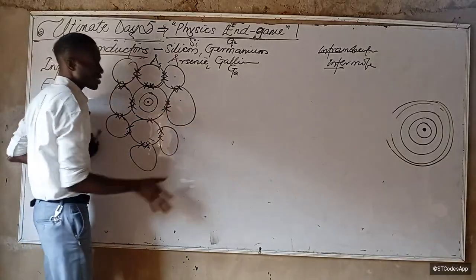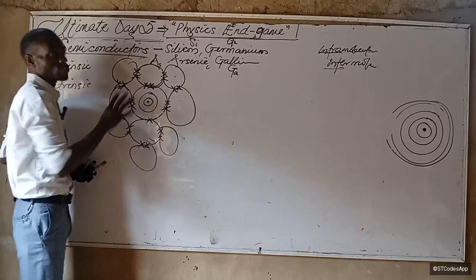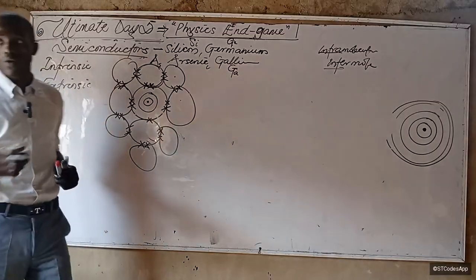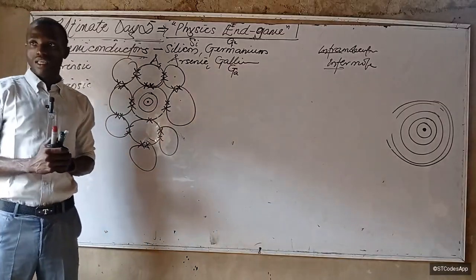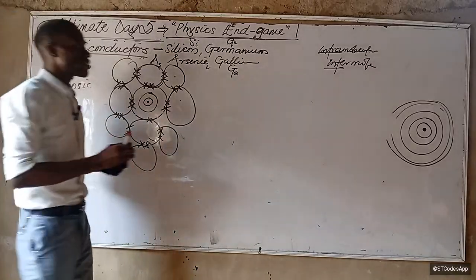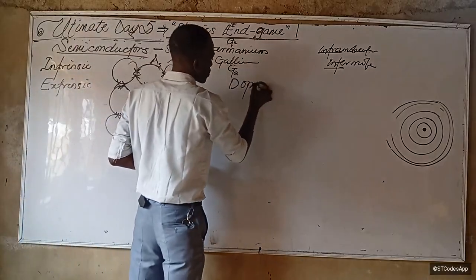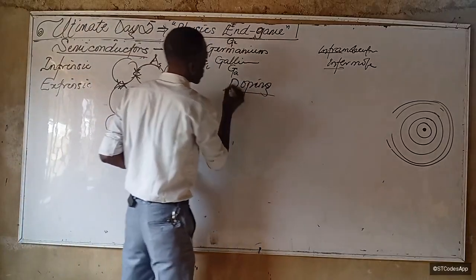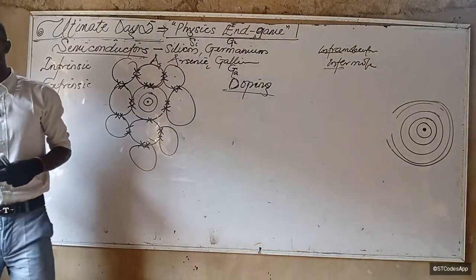So, but the point is this. This is what we have here. I want this thing to be a continuous conductor. Is that okay? A permanent conductor. How do we make it into a permanent conductor? We take it through the process known as doping. It undergoes the process known as what? Doping.